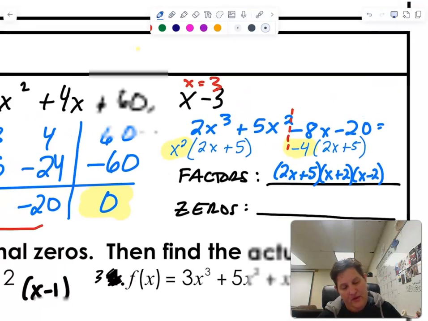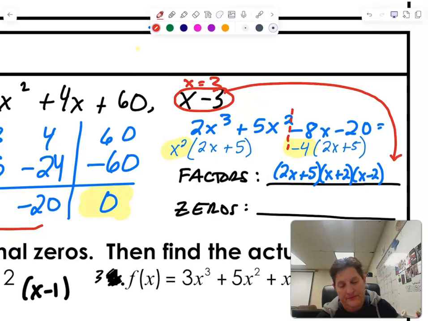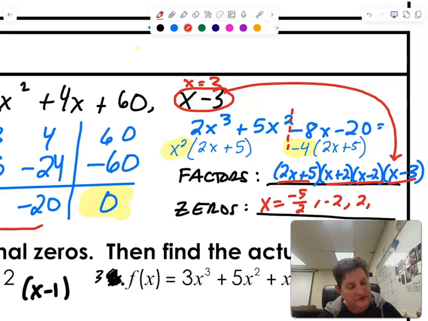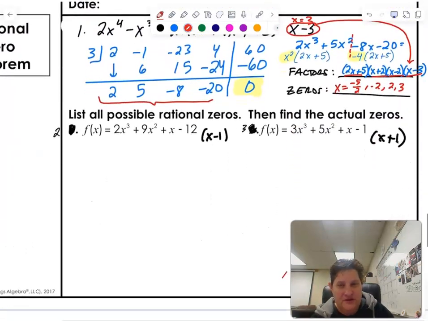And then we want to make sure that we do not forget about this factor from the beginning, the one that started us all off, you got to write that down here too. And so that factor is x minus 3. And then my zeros are negative 5 over 2, negative 2, positive 2, and 3. Okay, so you just write the factors and the zeros. All right, let's do these last two questions here.